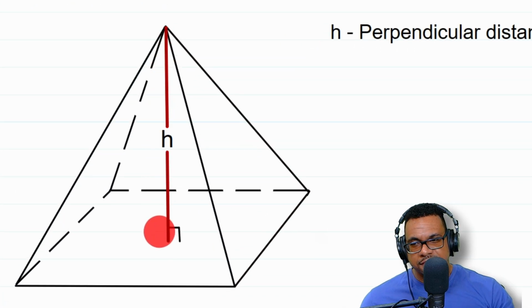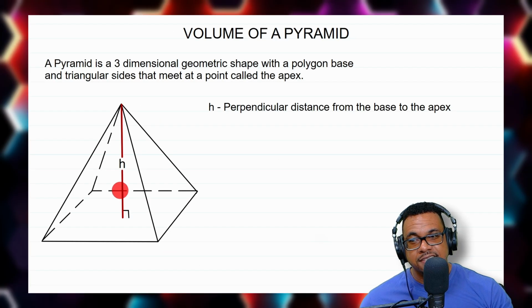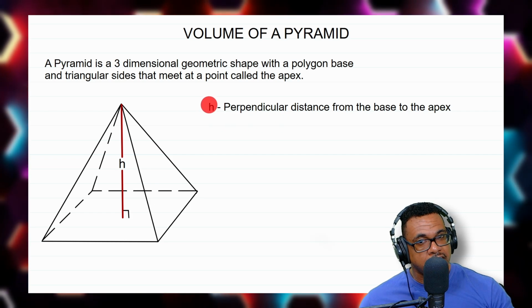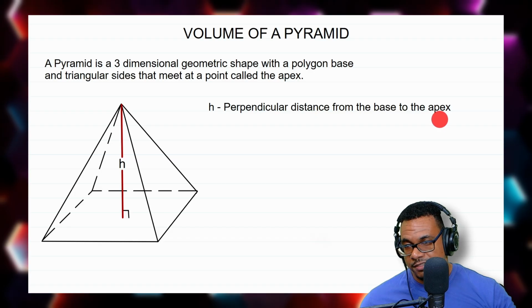So now here I have this distance, and I'm calling that distance h. And you can see it's at 90 degrees to the base, and it goes all the way up to touch the apex. So h is going to be the height of the pyramid. That's the perpendicular distance from the base to the apex. And I have that little definition here. So h being the height is the perpendicular distance from the base to the apex.